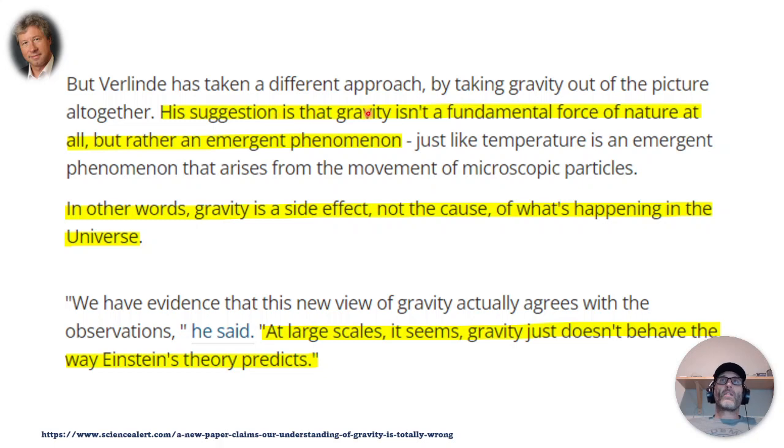His suggestion is that gravity isn't a fundamental force of nature at all, but rather an emergent phenomenon. That term, you may not understand that. We're going to talk about that in a second. In other words, gravity is a side effect, not the cause of what's happening in the universe. So he's saying gravity is a side effect. That's kind of synonymous with an emergent phenomenon. At large scales, it seems gravity just doesn't behave the way Einstein's theory predicts. In other words, gravity doesn't work at large scales, which coincides with what you're going to hear from another physicist here in a minute, Walter Lewin.